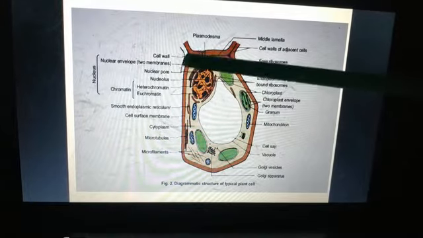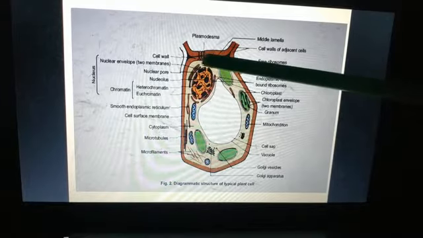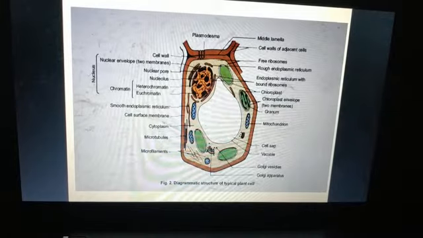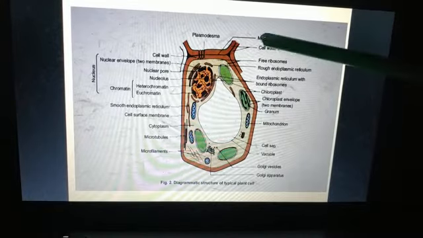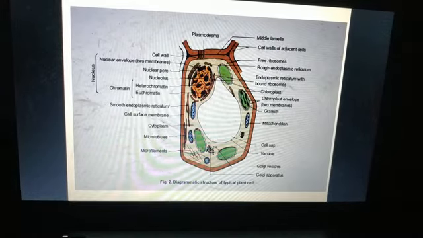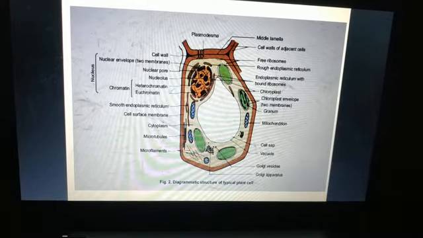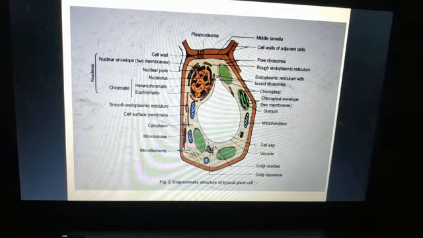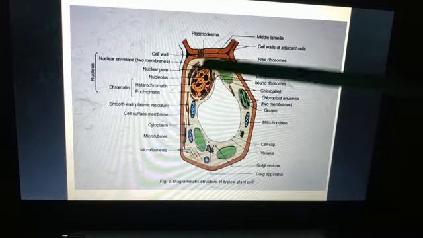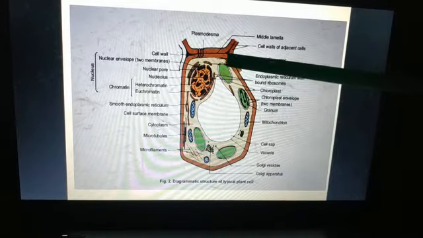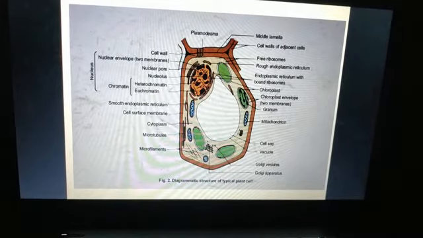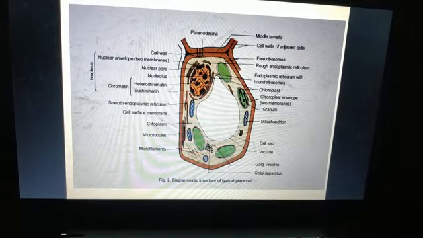Now can you see this border, this line here also? So this border between two cells, this is known as middle lamella. So middle lamella, it acts as a wall between two cells. So it will separate two cells. This cell and this cell will be separated by this middle lamella. It is a border or a wall between two cells.